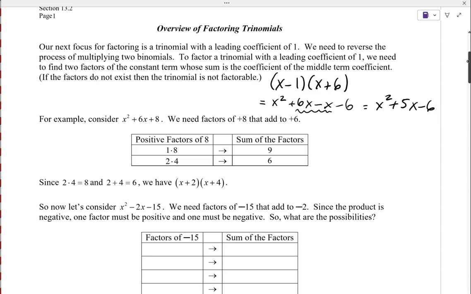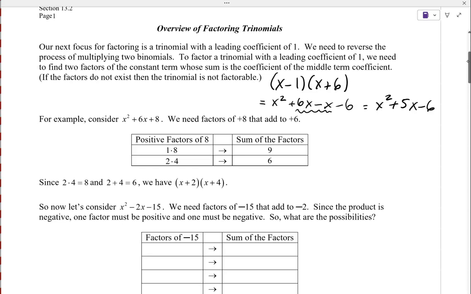Let's look where this middle term came in, the plus 5. Where did it come from? Adding that number and that number, essentially, right? Because we had the 6 got multiplied by that x, the negative 1 got multiplied by that x, and we added, right? So this number in the middle has to be the sum of the two things that multiply together to give you the last number.